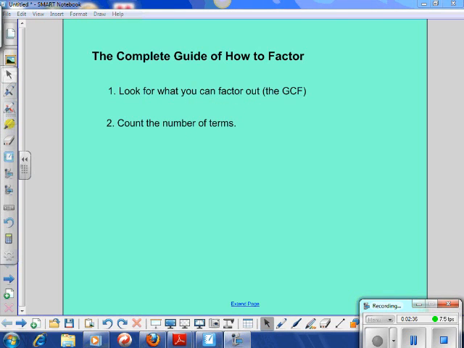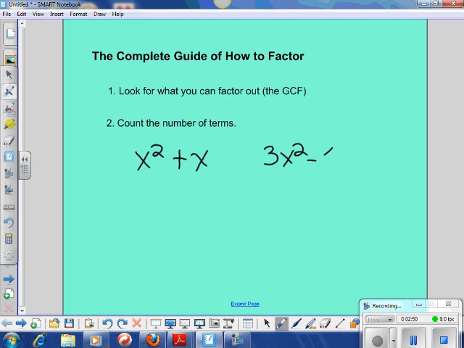The next step is easy enough. It's to count the number of terms. So this has 2 terms. This problem has 3 terms, and so on. It's the number of terms. That's your next step. Just count how many there are, and that will tell you where you go.